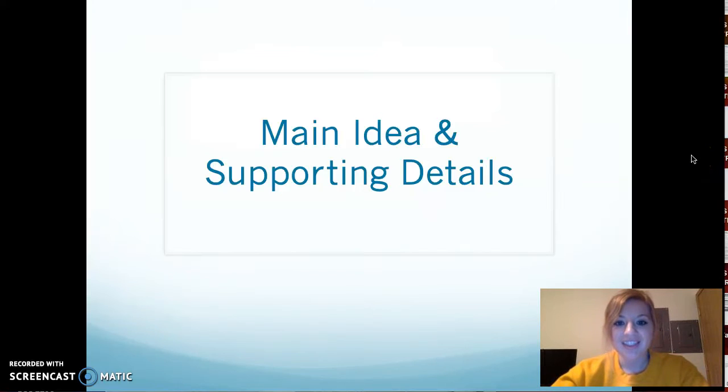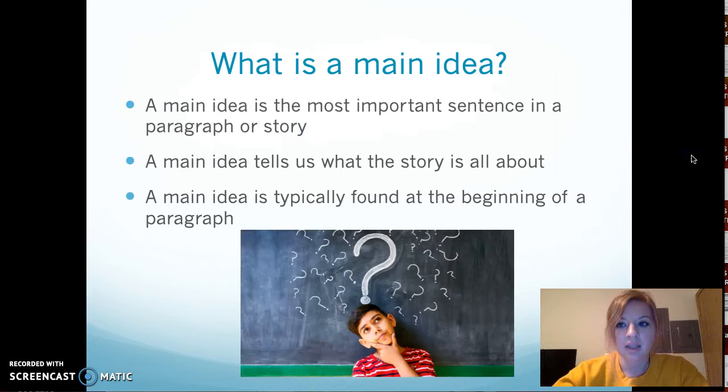Hello, fifth graders. Today we'll be talking about main idea and supporting details, specifically focusing on supporting details and how to find them in a story. So first, what is a main idea?